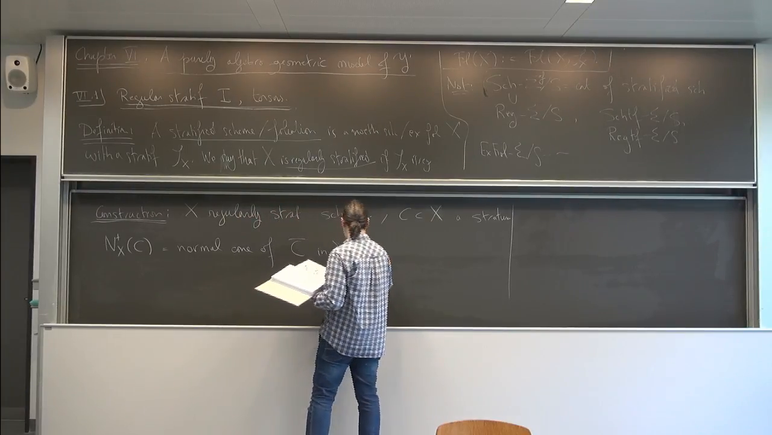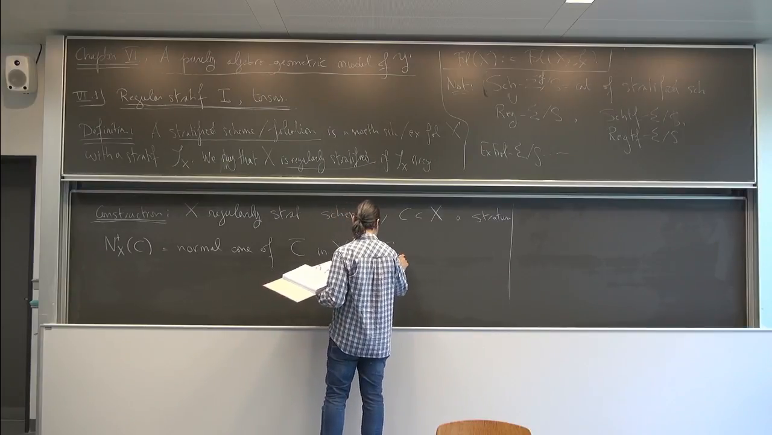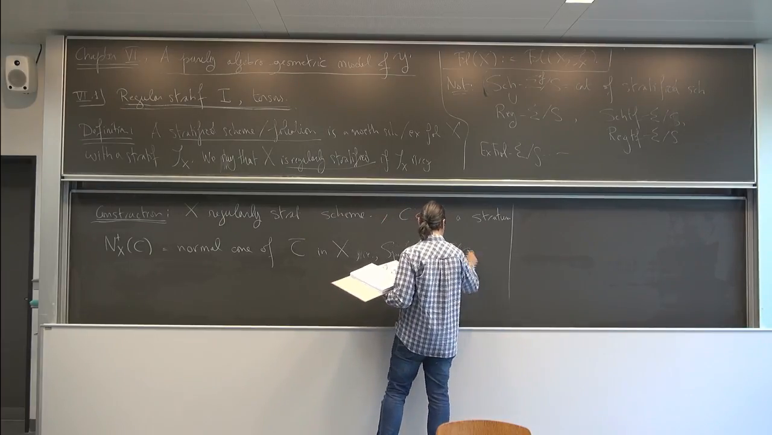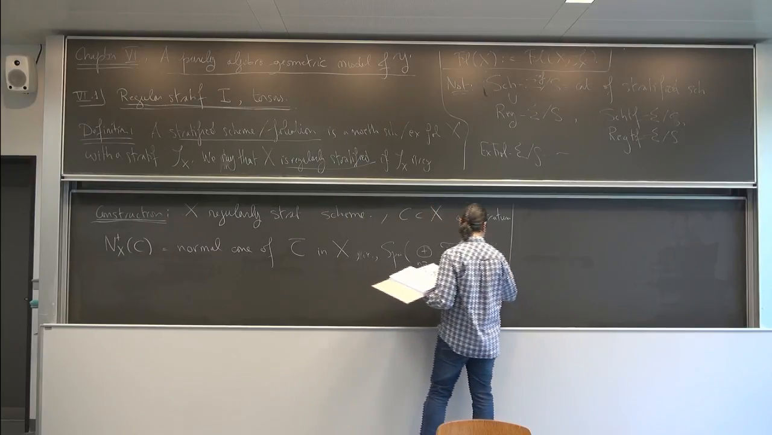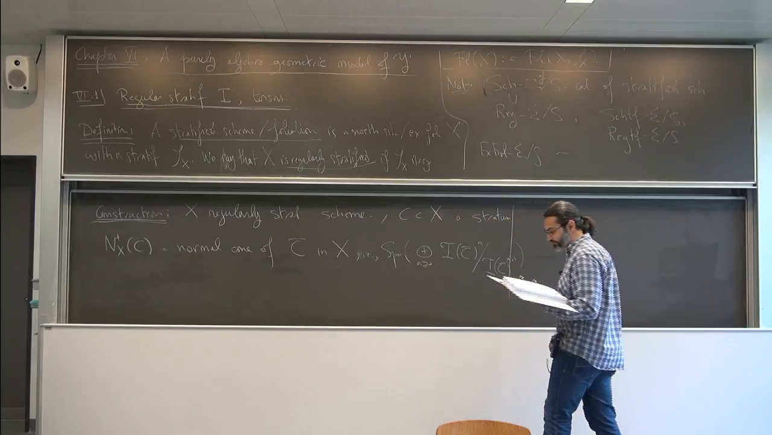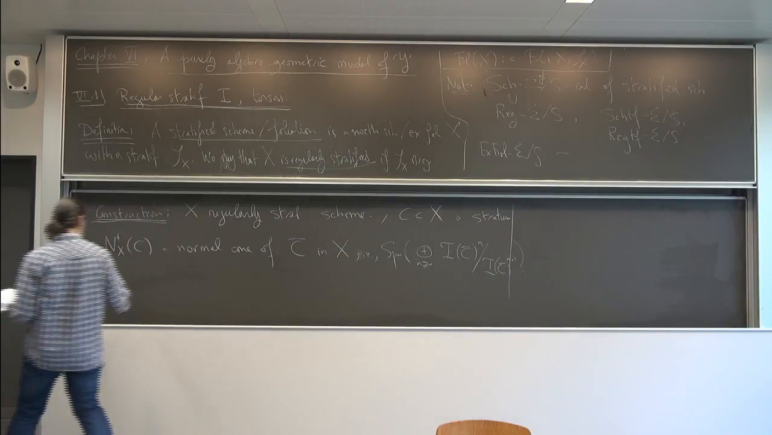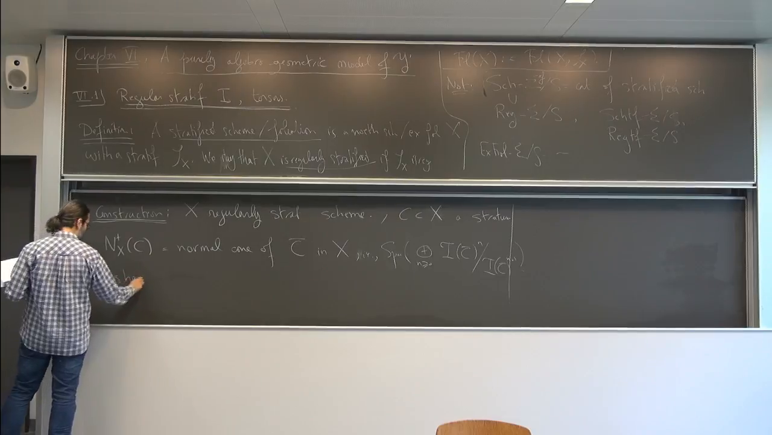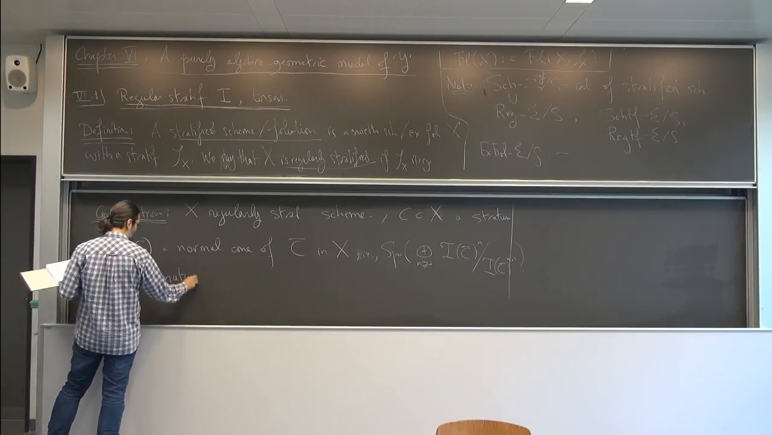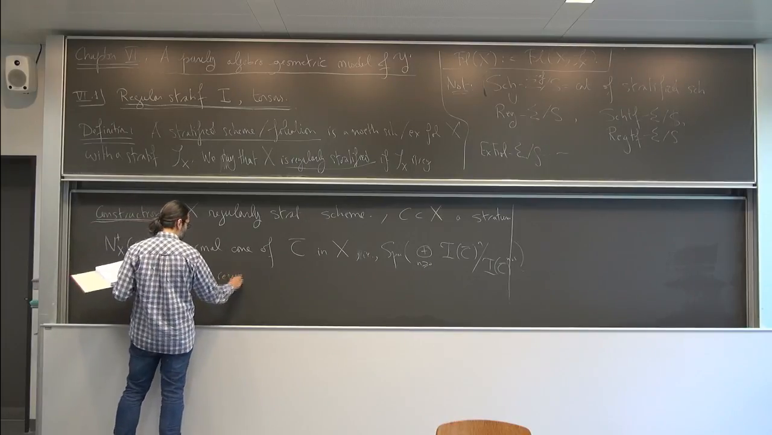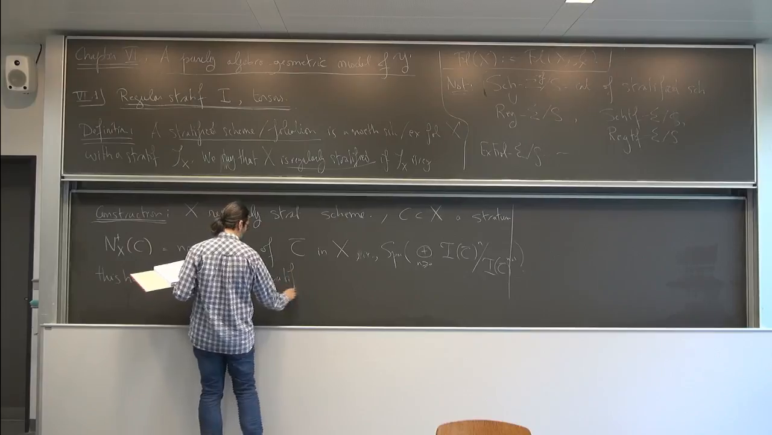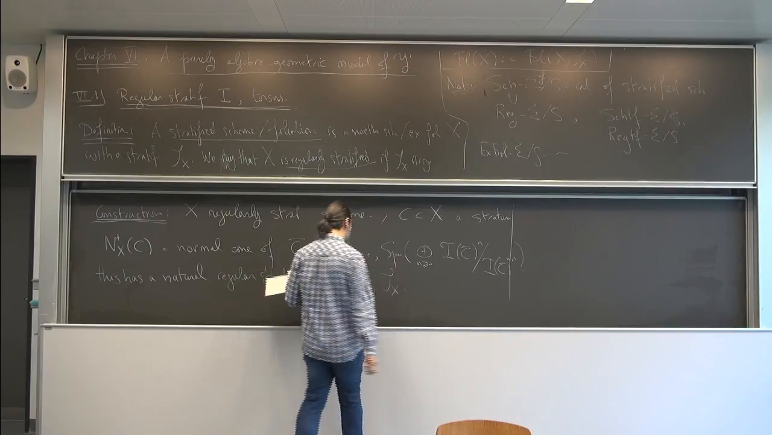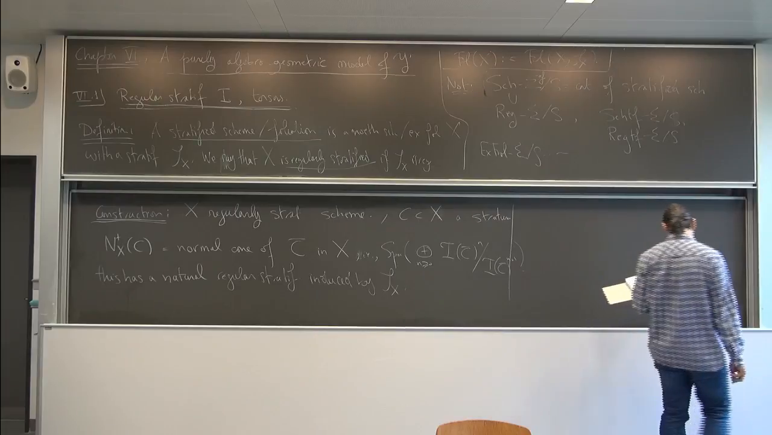Remember, this is simply the spectrum of the direct sum of the ideal defining C bar to the power n, modulo the ideal defining C bar to the power n plus 1. So just a normal cone. Now, the point is that this has a natural regular stratification induced by C in X, and we can define it as follows.